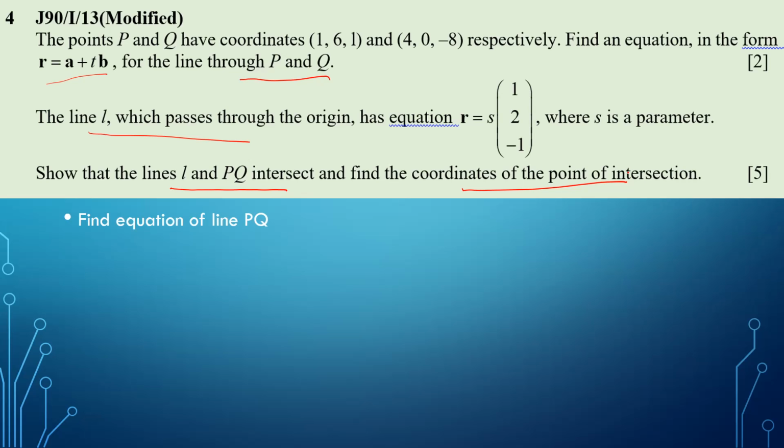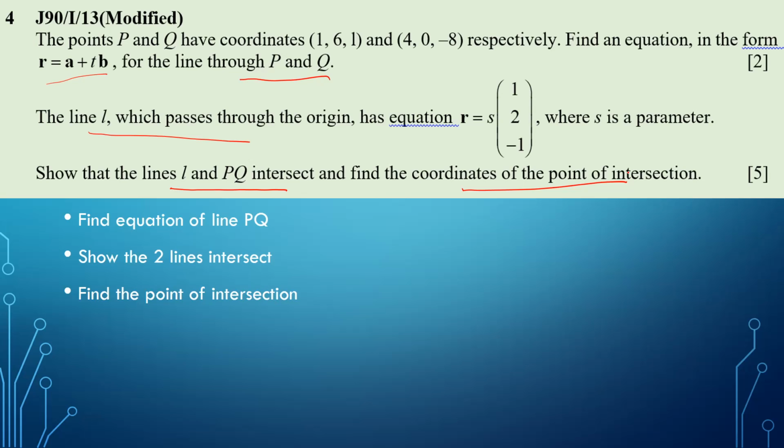So a few things must run through your brain when you read a question like that. Analyze and understand. First job is to find the equation of the line PQ. Thereafter, you need to show the two lines intersect and subsequently find the point of intersection. So this is the train of thought required to handle a question like this. So we start off with finding the equation of the line PQ.